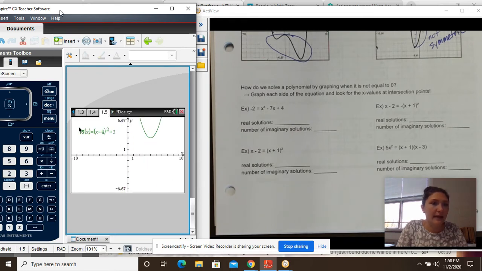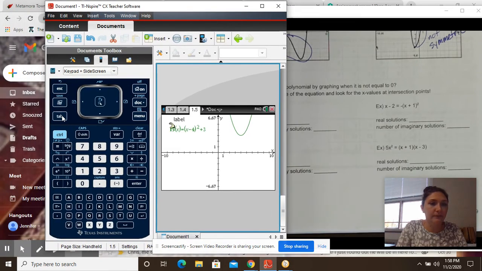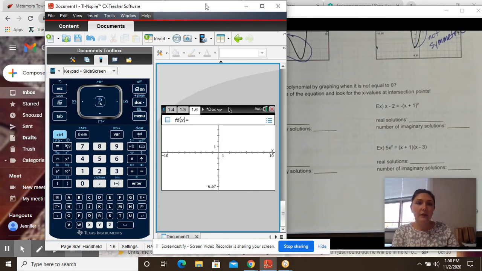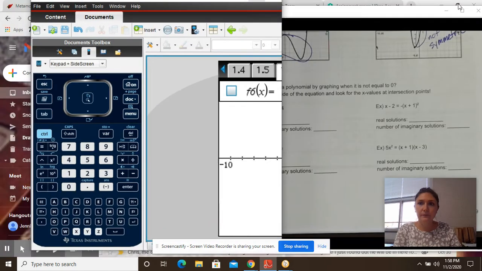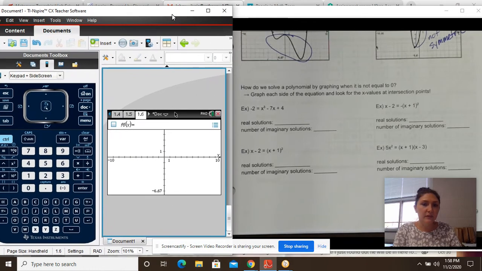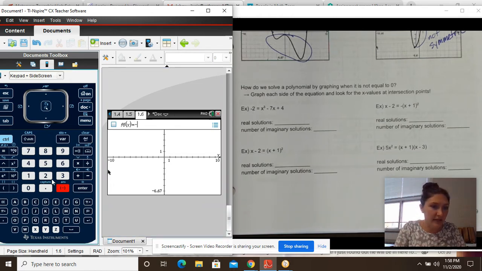and let's go ahead and add a page. Let me pull this over. So Control Doc to add a page. Let's add a graph. And then I'm going to scoot this over again so we can see our, oops, sorry guys, scoot this over so we can see our function. I'm going to graph the left side, which would just be negative 2. So negative 2. Hit enter.